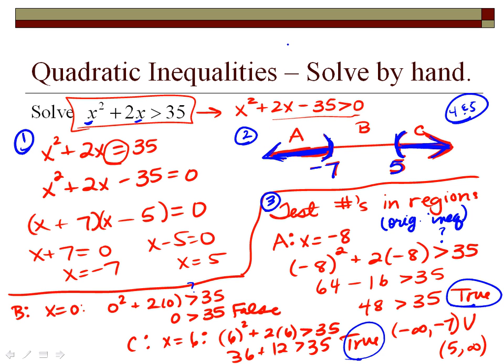So the solution in interval notation, I have it written down here, is negative infinity, right, I'm starting from the leftmost, to negative 7, union 5 to infinity. Okay? Now, I'm also showing here that this relates to x squared plus 2x minus 35 is greater than 0. So in just a minute we can see how the calculator would assist us in solving this problem.